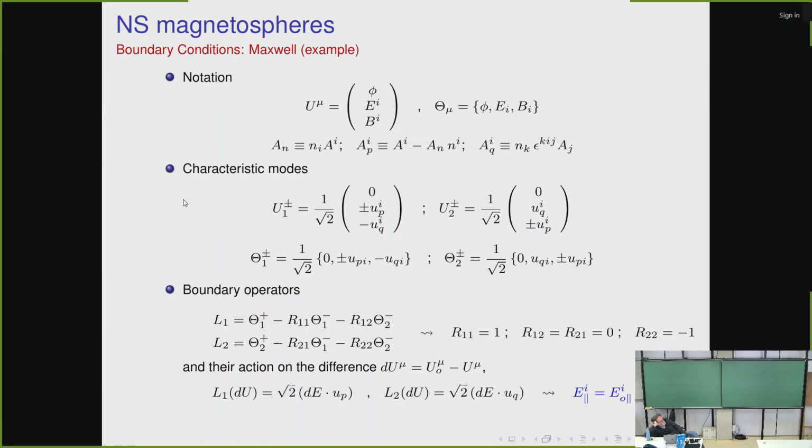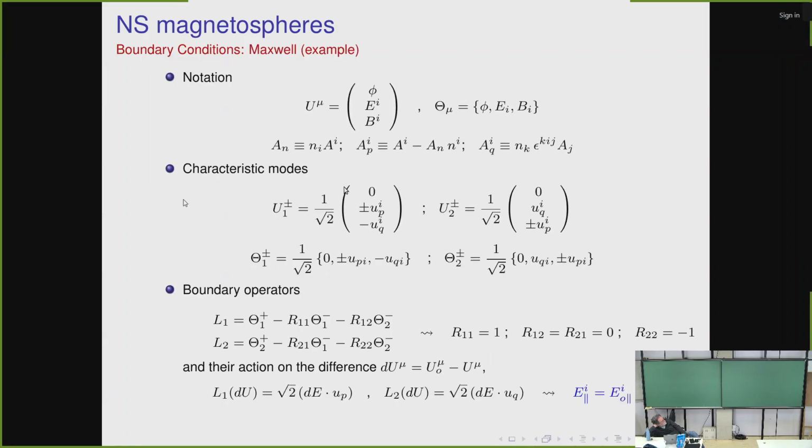As an example, I will describe the Maxwell case to fix some notation. U represents all the fields: the divergence cleaning field phi, the electric field and the magnetic field. And these are the co-basis associated with the fields. So this is some notation: given a vector field A, this will be the normal component, and this is the two perpendicular tangential components.